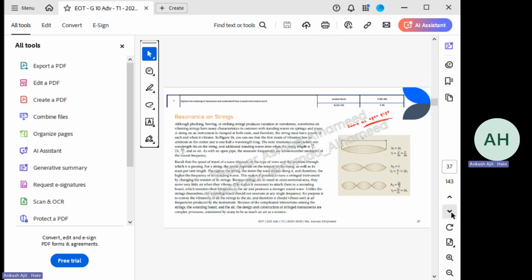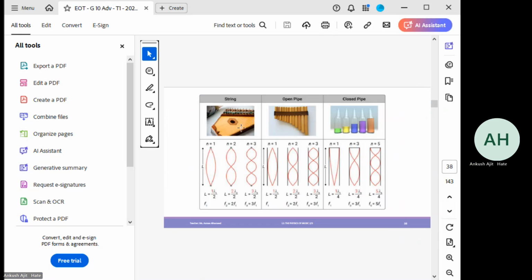Resonance. Resonance we have already spoken about. Look here, n is 1, 2, 3. Three ways: 1, 2, 3. This is 1, 3. 2, 3. And this is 1, 2, 1, 2, 3, 4, and 5. This was the cutting I have done, right?